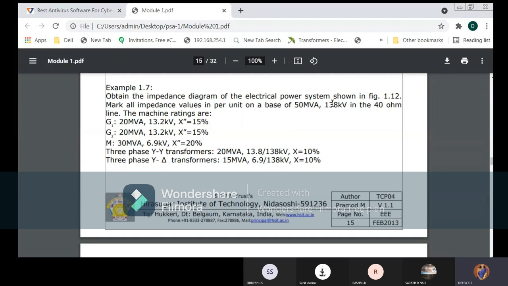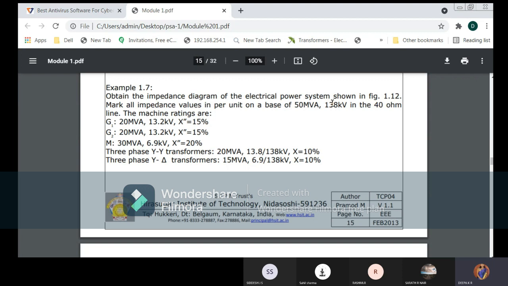Mark all the impedance values in per unit. Just concentrate on this line: mark all impedance values in per unit. It means if they're given in percentage, first we need to convert them to per unit. Then, on the base of 50 MVA, 138 kV in the 40 ohm line.